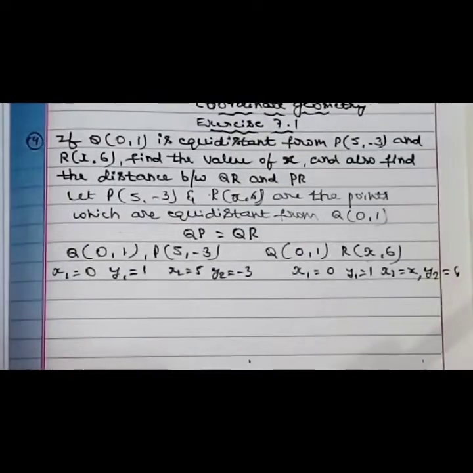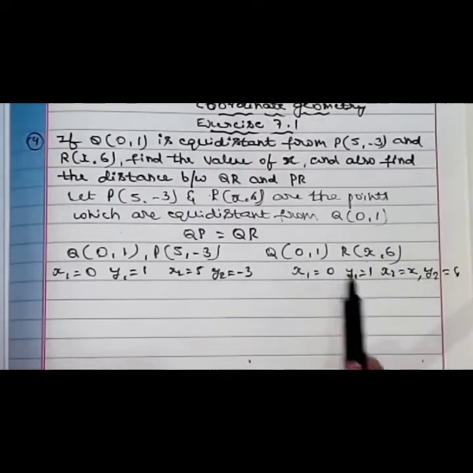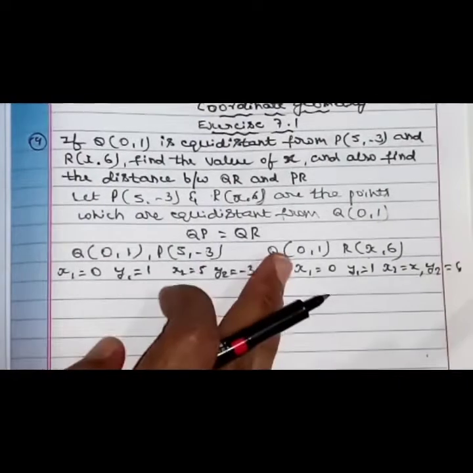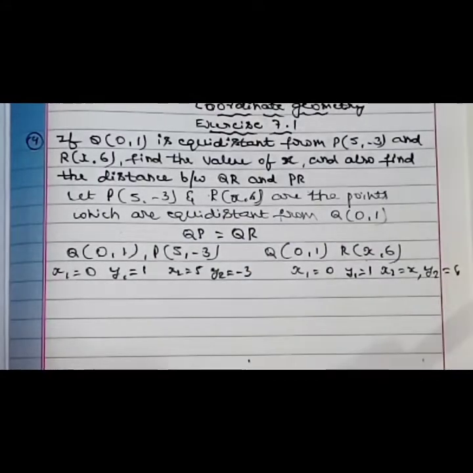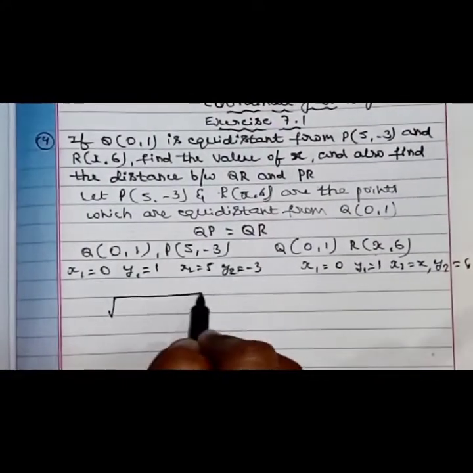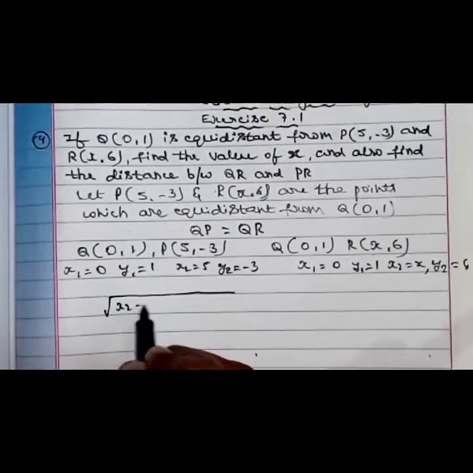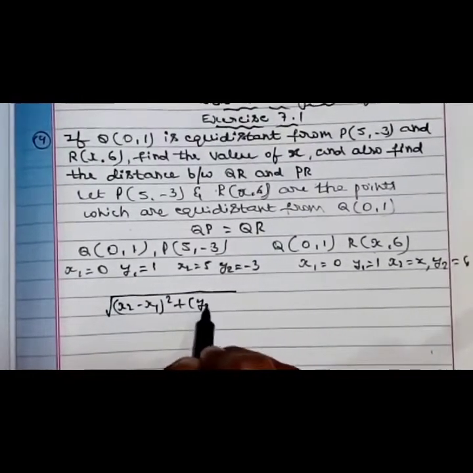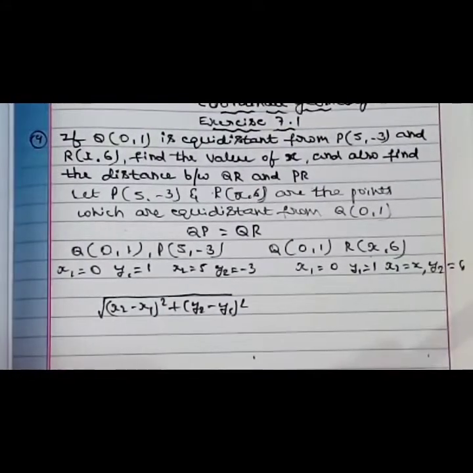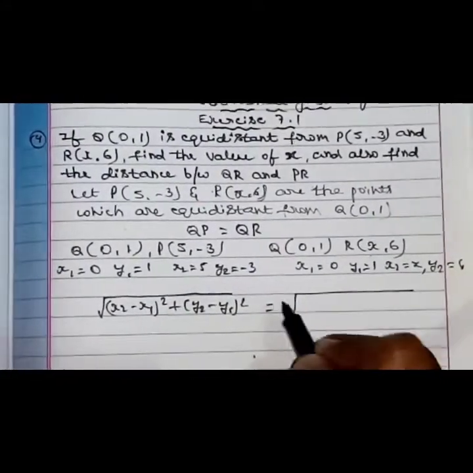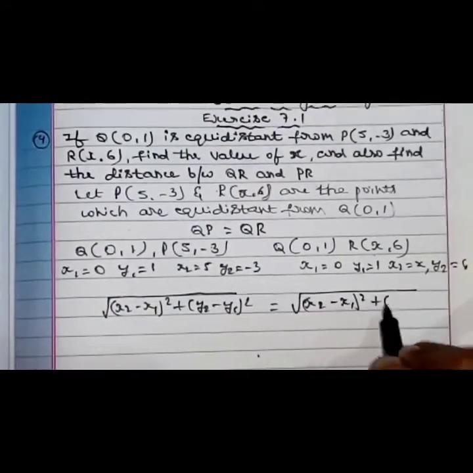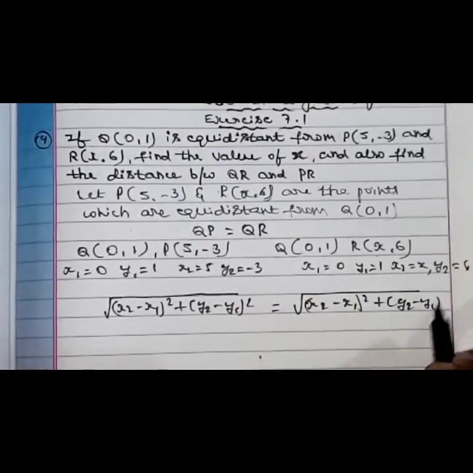y2 is how much? 6, right children? So x1 is 0, y1 is 1, x2 is x, y2 is 6. Now apply the distance formula for the left hand side also, for the right hand side also. So therefore, square root of, I'll write the formula once, (x2 minus x1) whole square plus (y2 minus y1) whole square equals square root of (x2 minus x1) whole square plus (y2 minus y1) whole square.